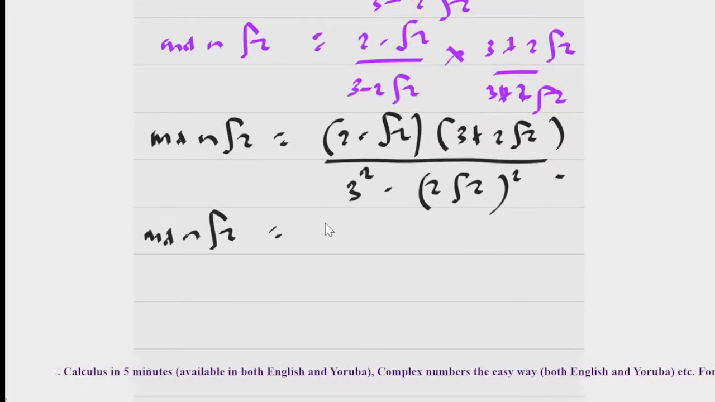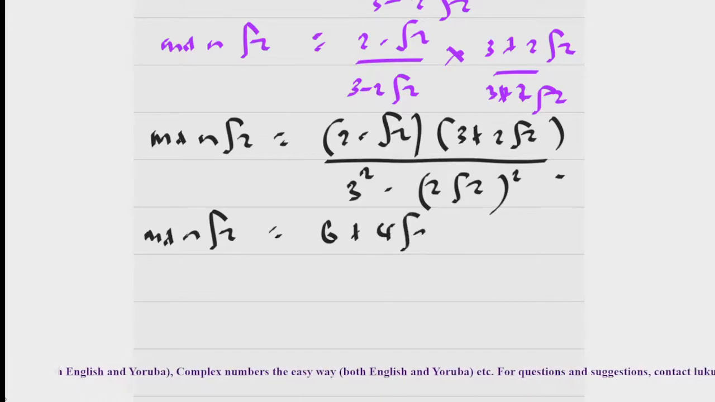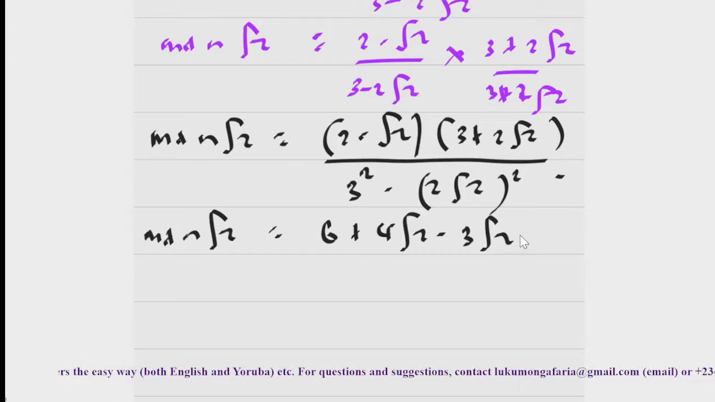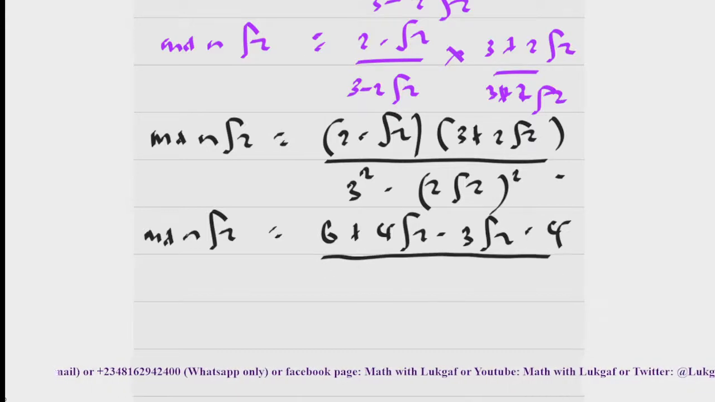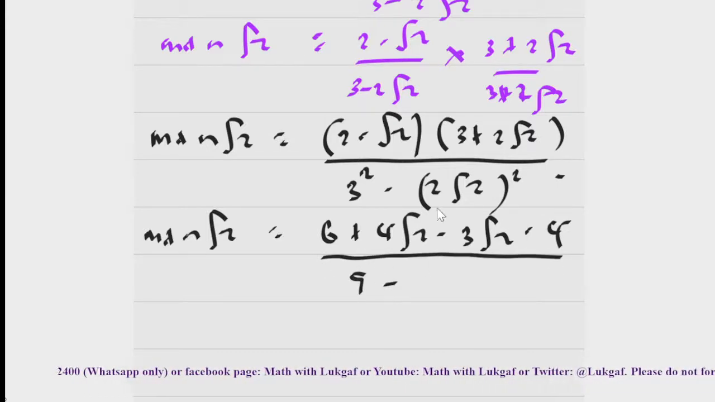Then you continue again, simplify it once more. 2 times 2, 2 times 3, that is 6, plus 4 root 2, minus 3 root 2, minus 4. Do you know how I obtain minus 4? 1 is here, 1 times 2, 2. Root 2 times root 2 is 2. 2 times 2, that will give me 4. Then divided by 9 minus 2 squared, that is 4. Root 2 squared is also 2. 2 times 4, that is 8.